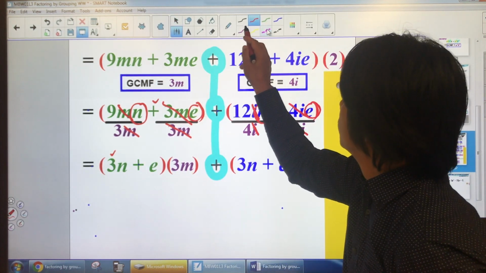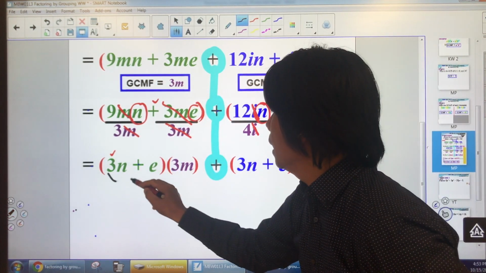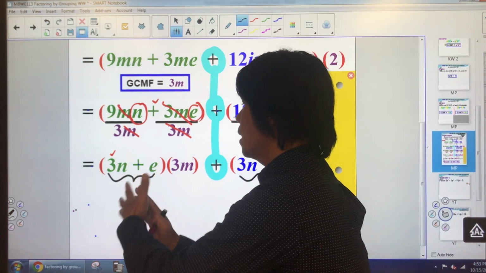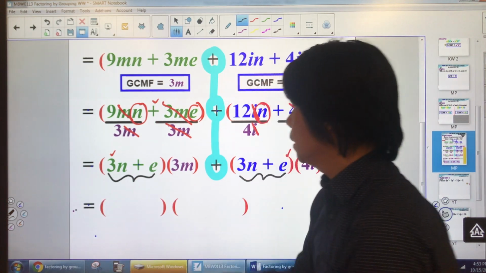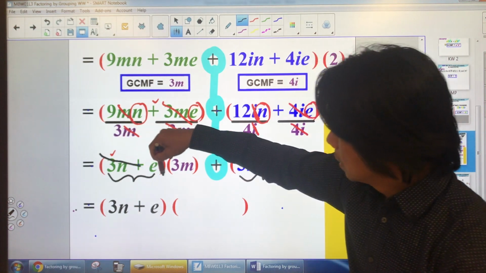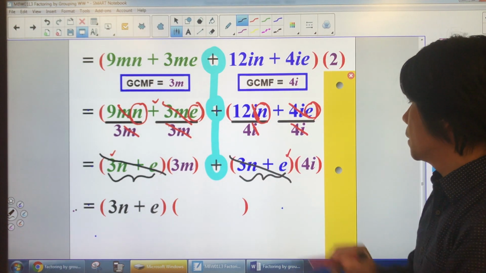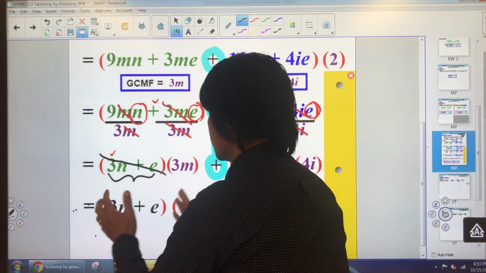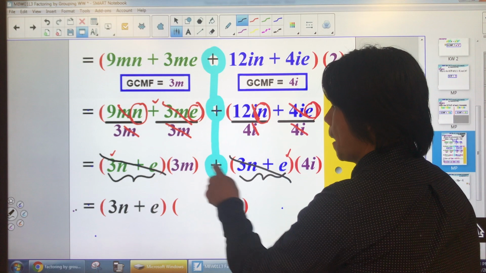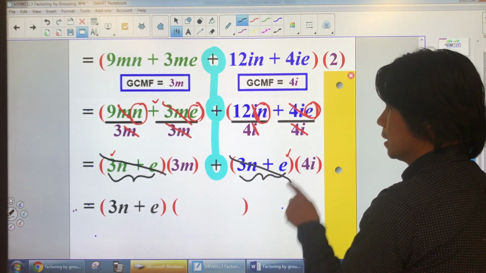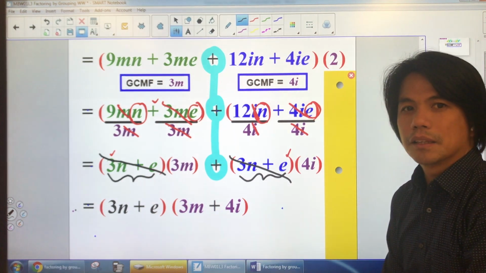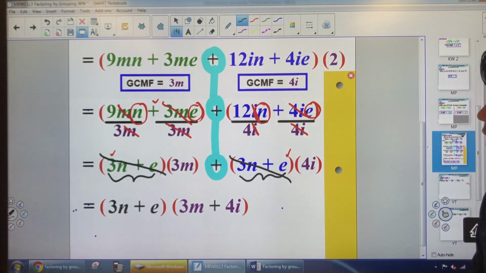Now, what do you notice? This term, 3n plus e, is the same as this 3n plus e. If we put them together, we're going to put them here, right? So this 3n plus e and 3n plus e are put together, so we factor them out, right? What's left? 3m plus 4i inside the parentheses. Clear?